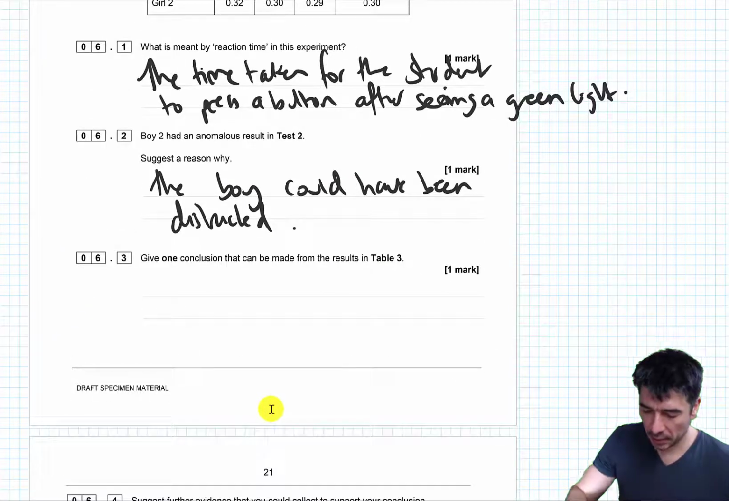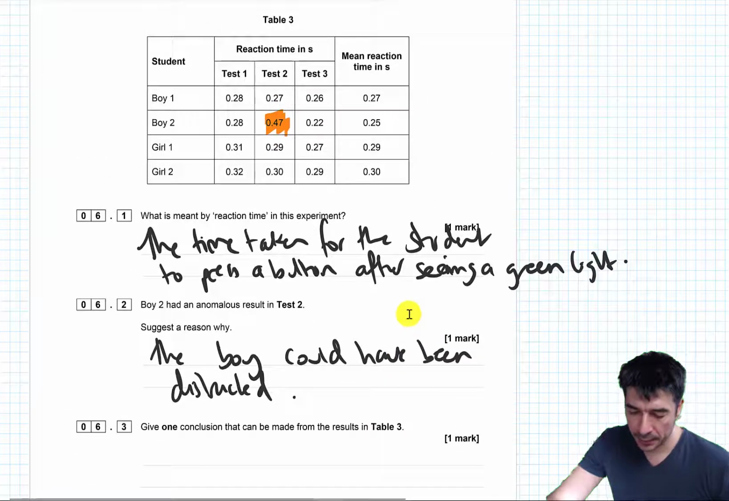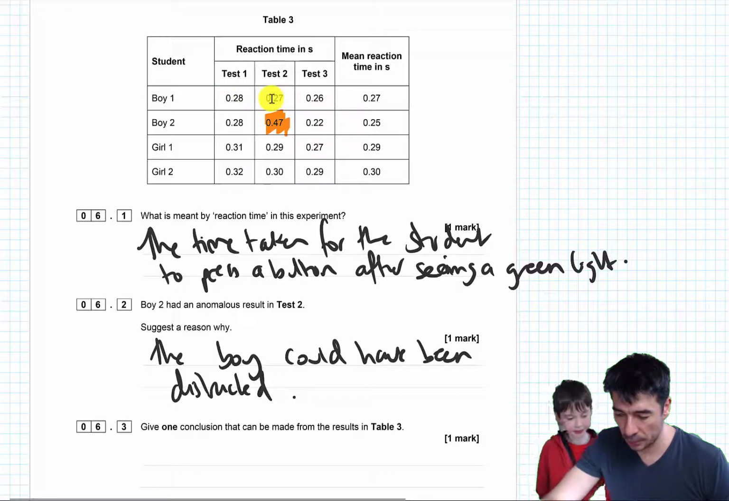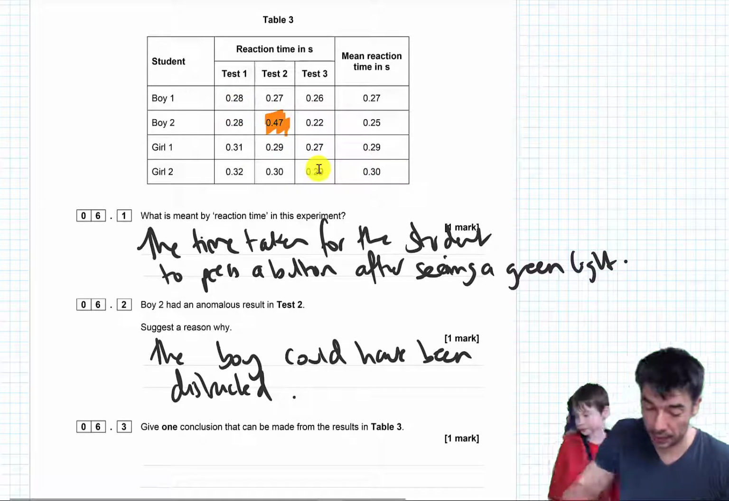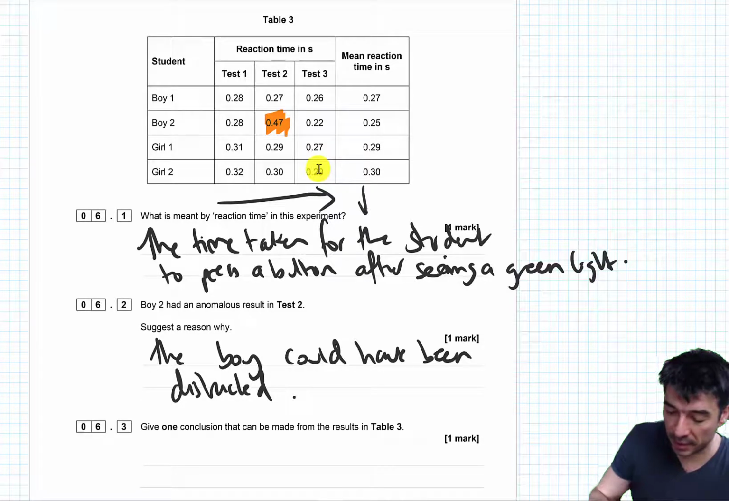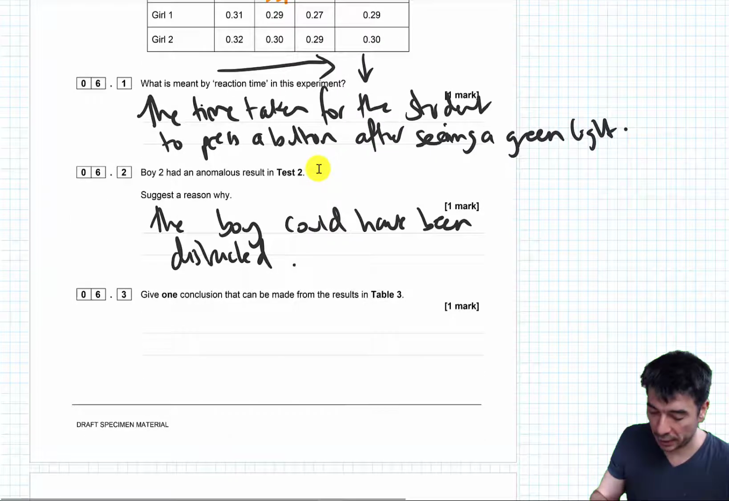Give one conclusion that can be made from the results in table 3. Right. So there's quite a few things you can look at. You can look at how going from test 1 to test 2 to test 3, on average you can see the reaction time is going down. So 0.28, 0.27, 0.26. The same with this one, ignoring the anomalous result. In fact, all of them, right? As we go on and they practice more, the reaction time is going down, right? So that's something we could say. Practice brings the reaction time down.